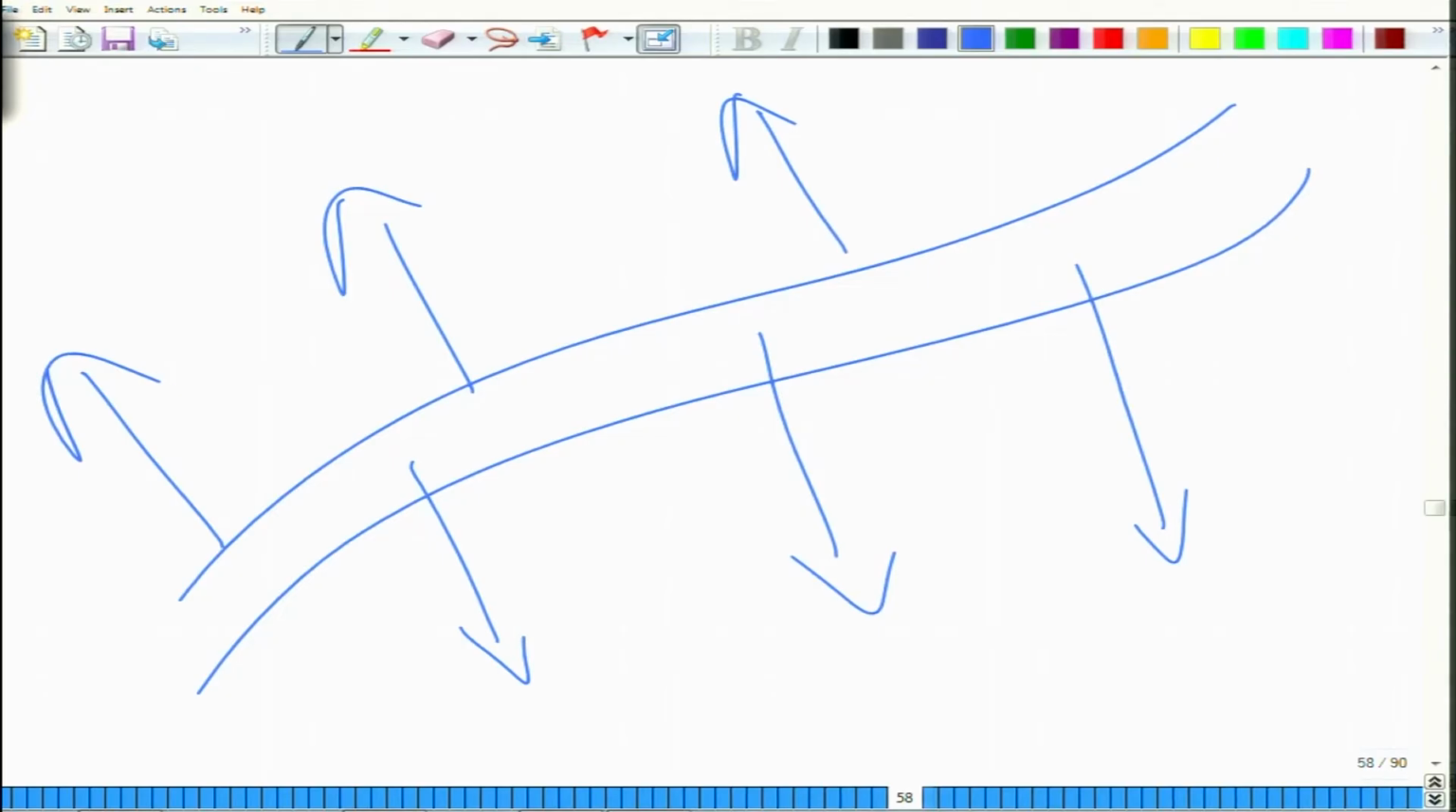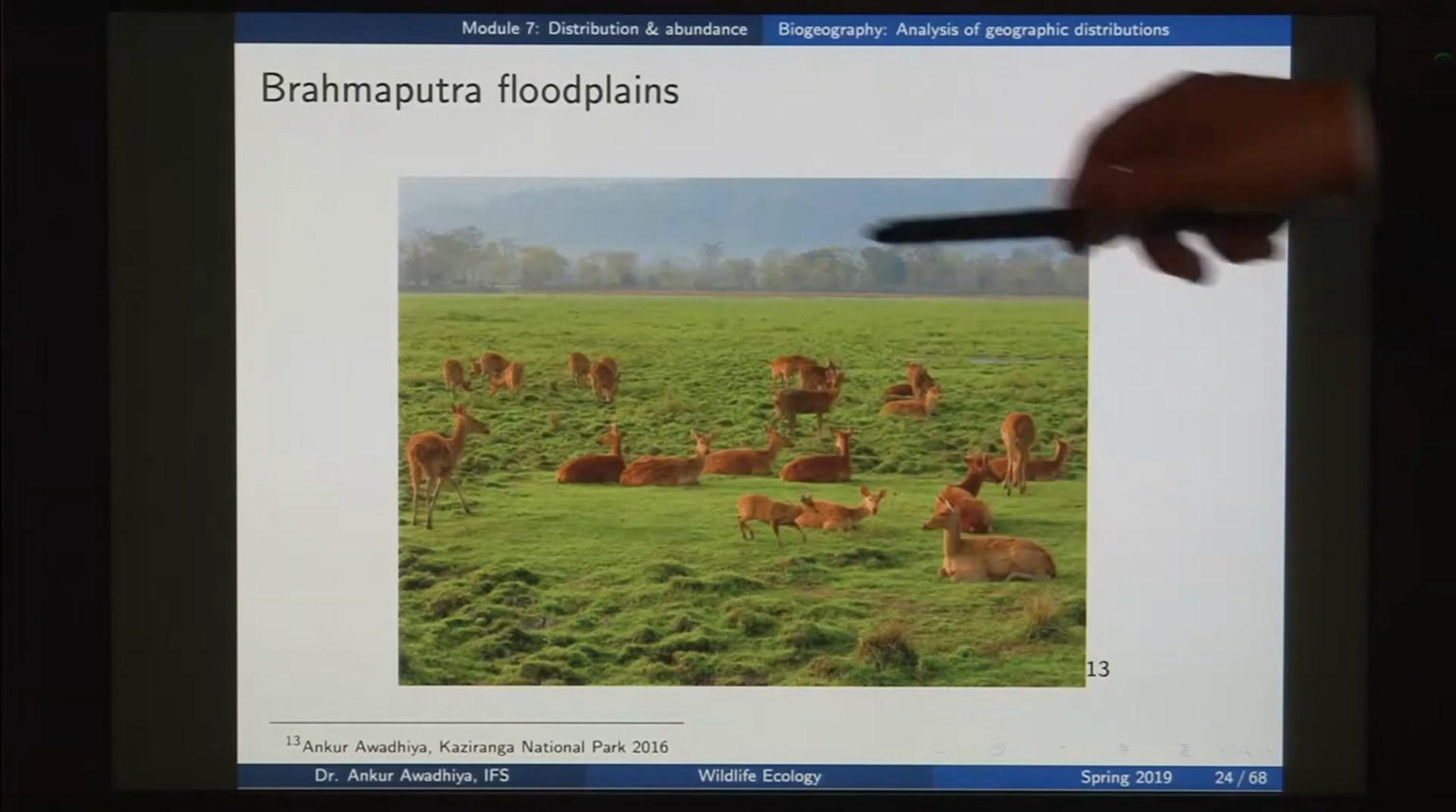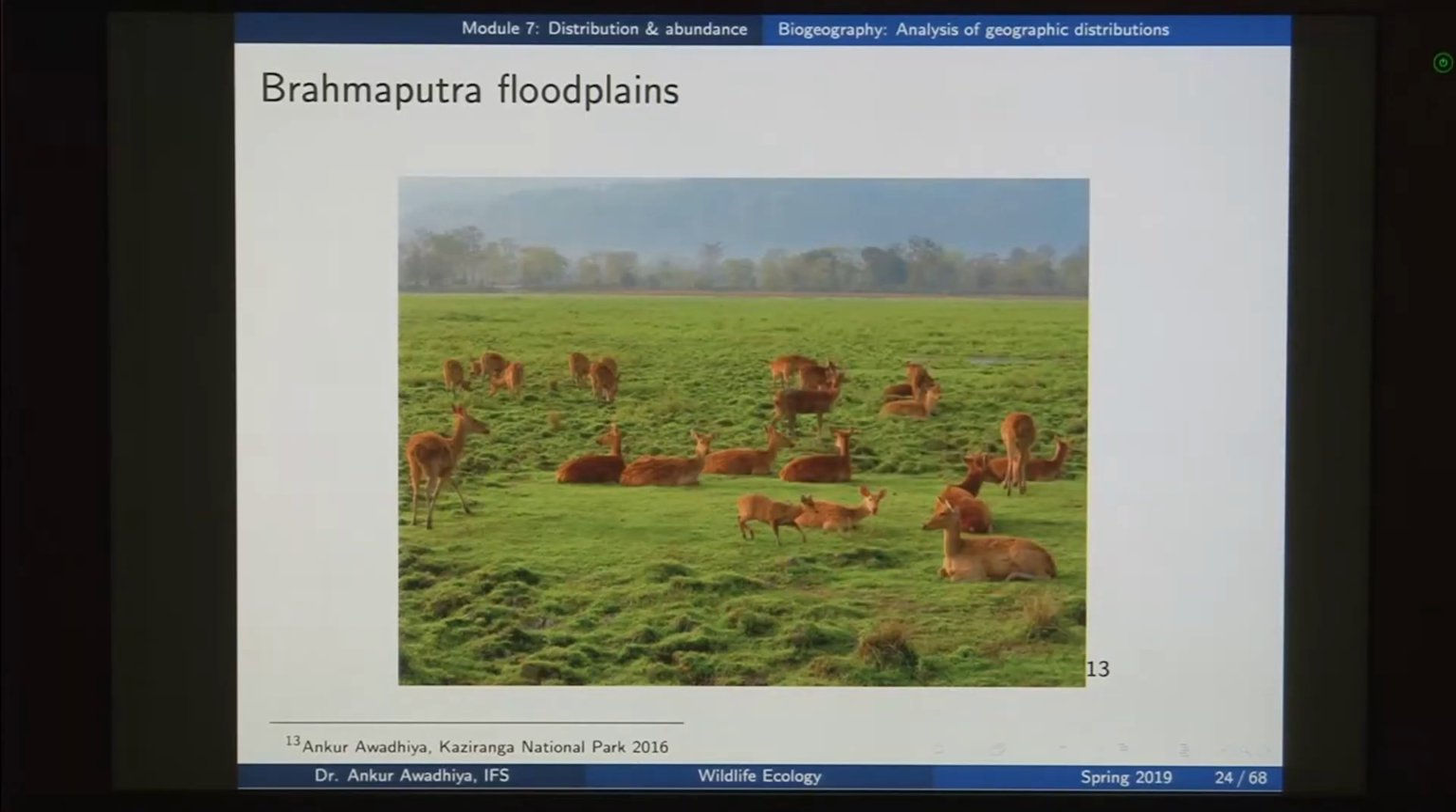Now when these floodplains are getting inundated, the sediments that were brought by the river are also distributed to all of these areas. Now these sediments are extremely new soils, so they are extremely fertile, and so the grass growth in this area will be very high. At the same time, when you have this river that floods the area, whatever remains in this area gets killed.